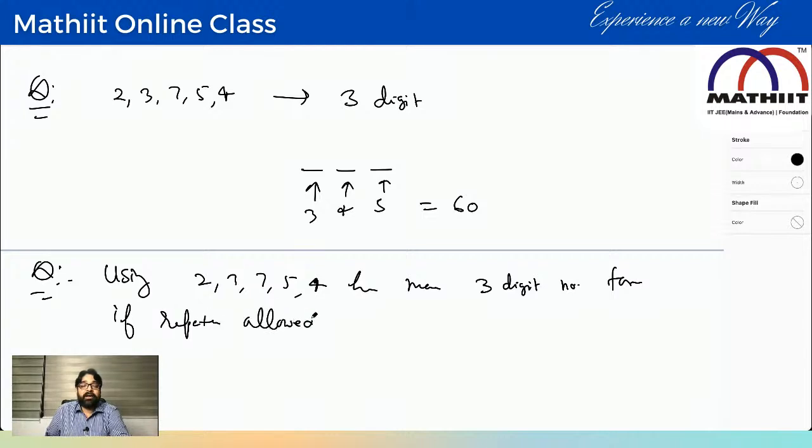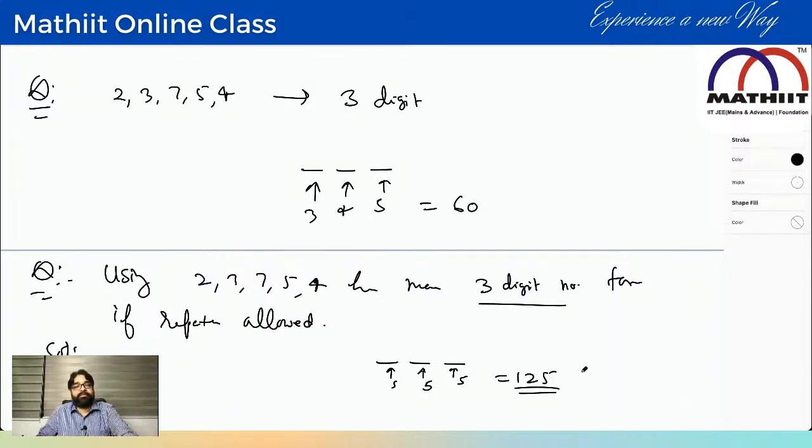Repetition allowed means any digit can come any number of times. Quickly, everybody. Yes, I guess everybody got it. Very simple. A 3-digit number means the places are 3 only. The first place can be filled in 5 ways. The second place can again be filled in 5 ways, because whatever digit came here, the same digit can also come here. This also can be 5 ways. So the total will be 125.